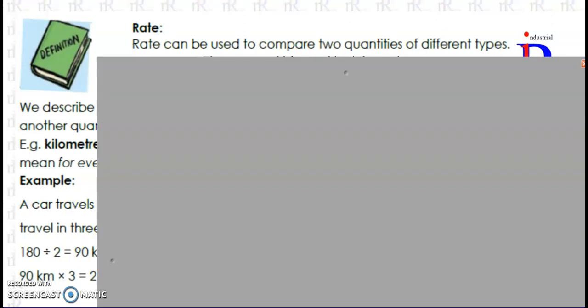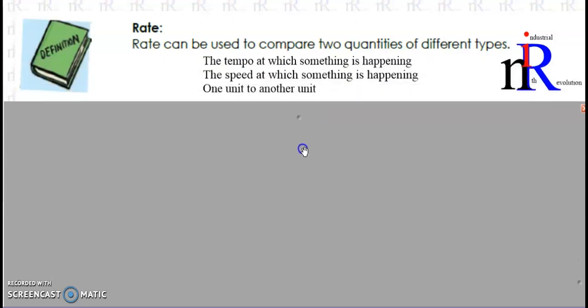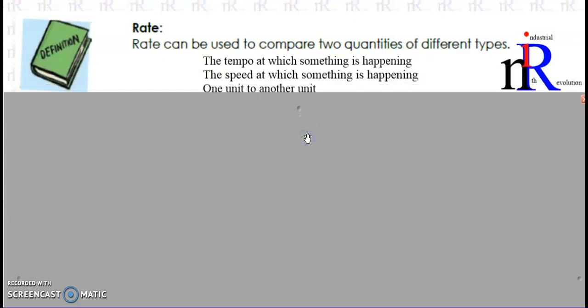Let's look at the definition for rate. Rate can be used to compare two quantities of different types. Remember the previous one was ratio, where it was the same quantity of the same items. A few other common explanations of what rate is. It is the tempo at which something is happening, or commonly known as the speed at which something is happening, or one unit to another unit.